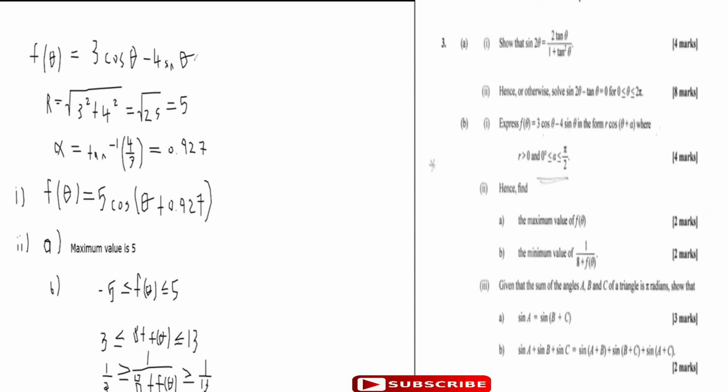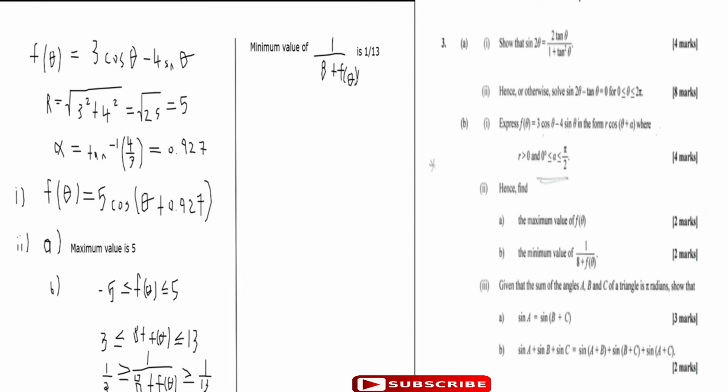All right, so let's write that down in a formal manner. The minimum value is 1 over 13. That's it. So the minimum value of 1 over 8 plus f of theta is 1 over 13. Nice, that takes care of that. Now let's go to part C.